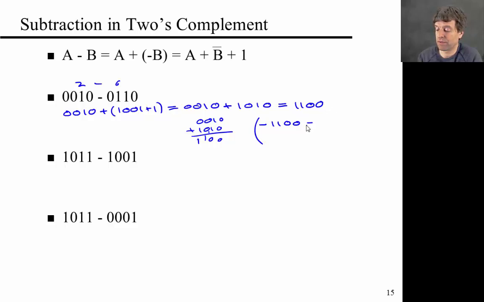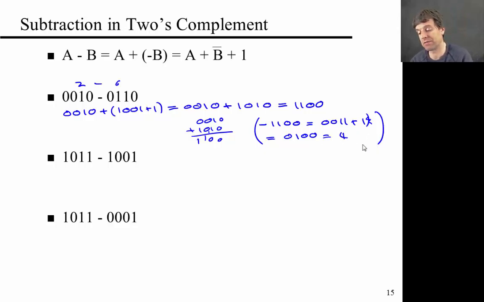should be plus 4, and that's 0011 plus 1. Oops, sorry. And that is 0100 equals 4. Okay, so that worked just the way we wanted it to. And you can do this with these other two numbers for yourself, but I think the nice thing here is it's extremely simple.